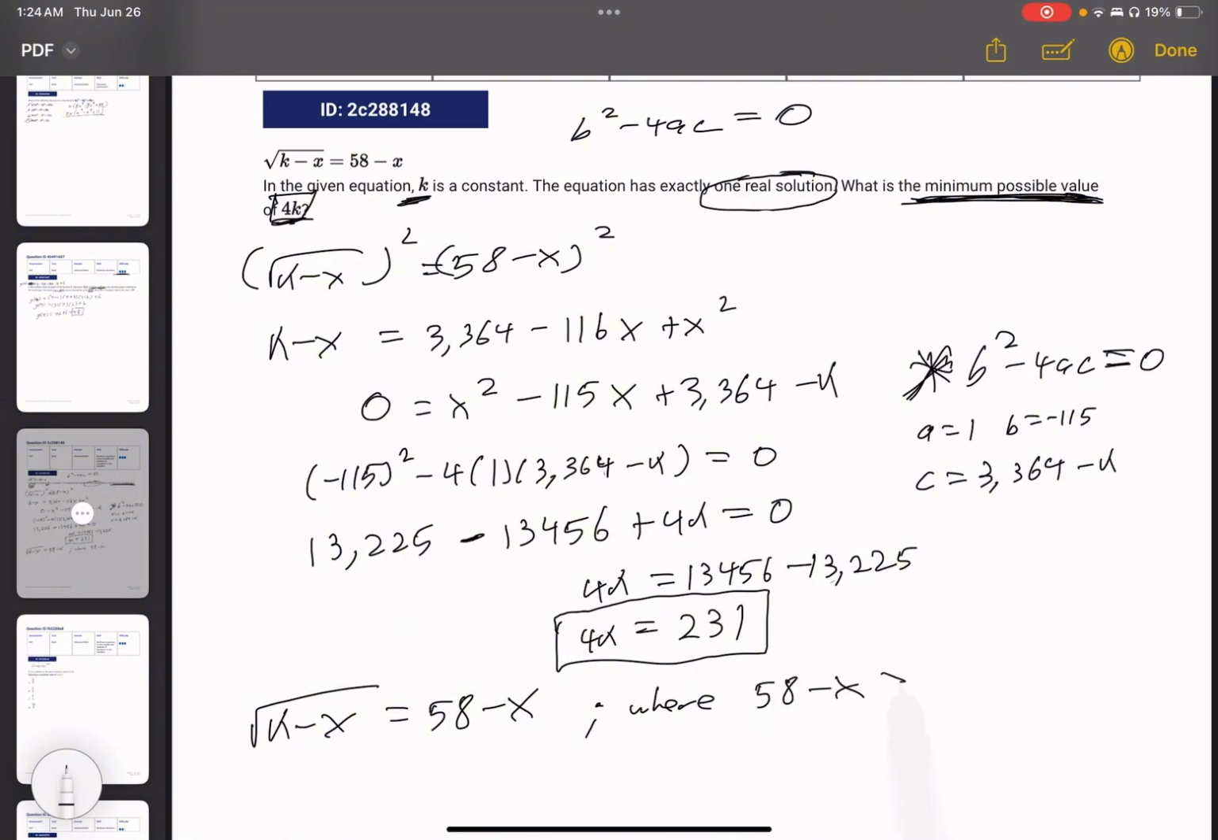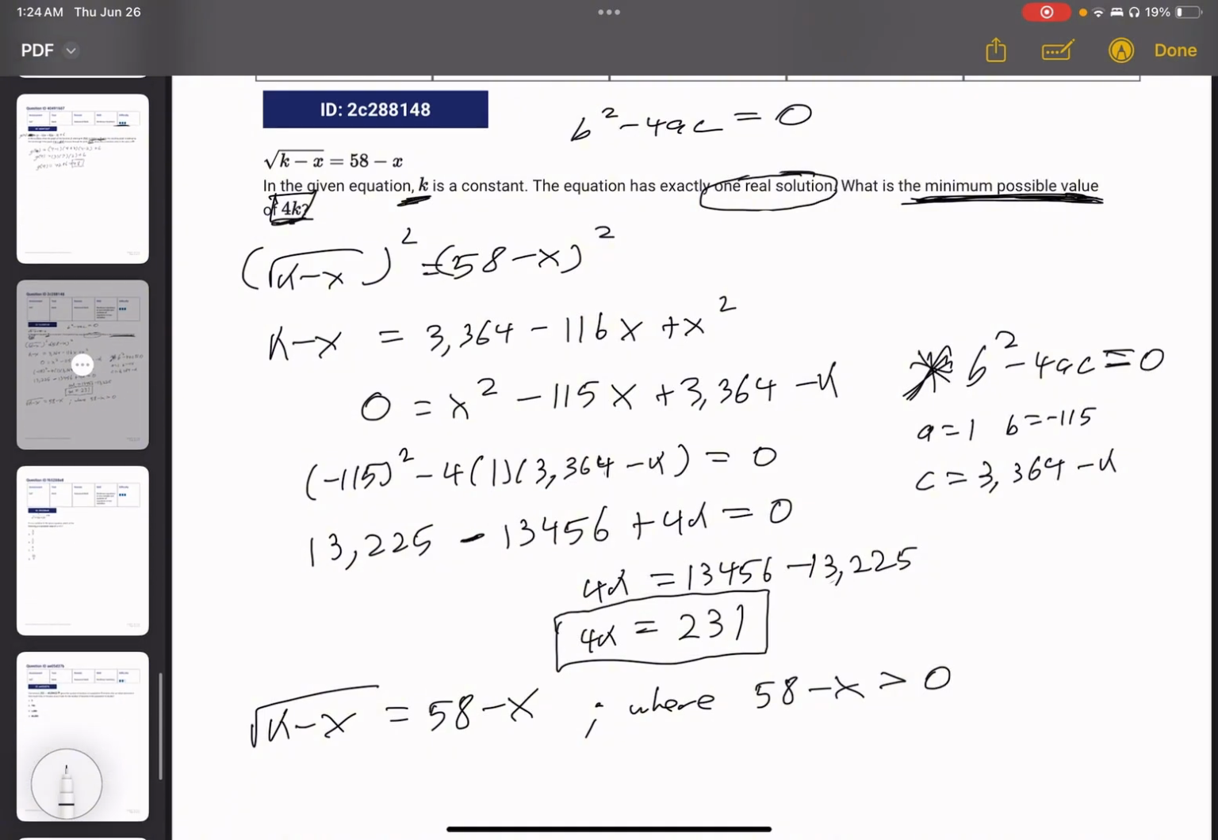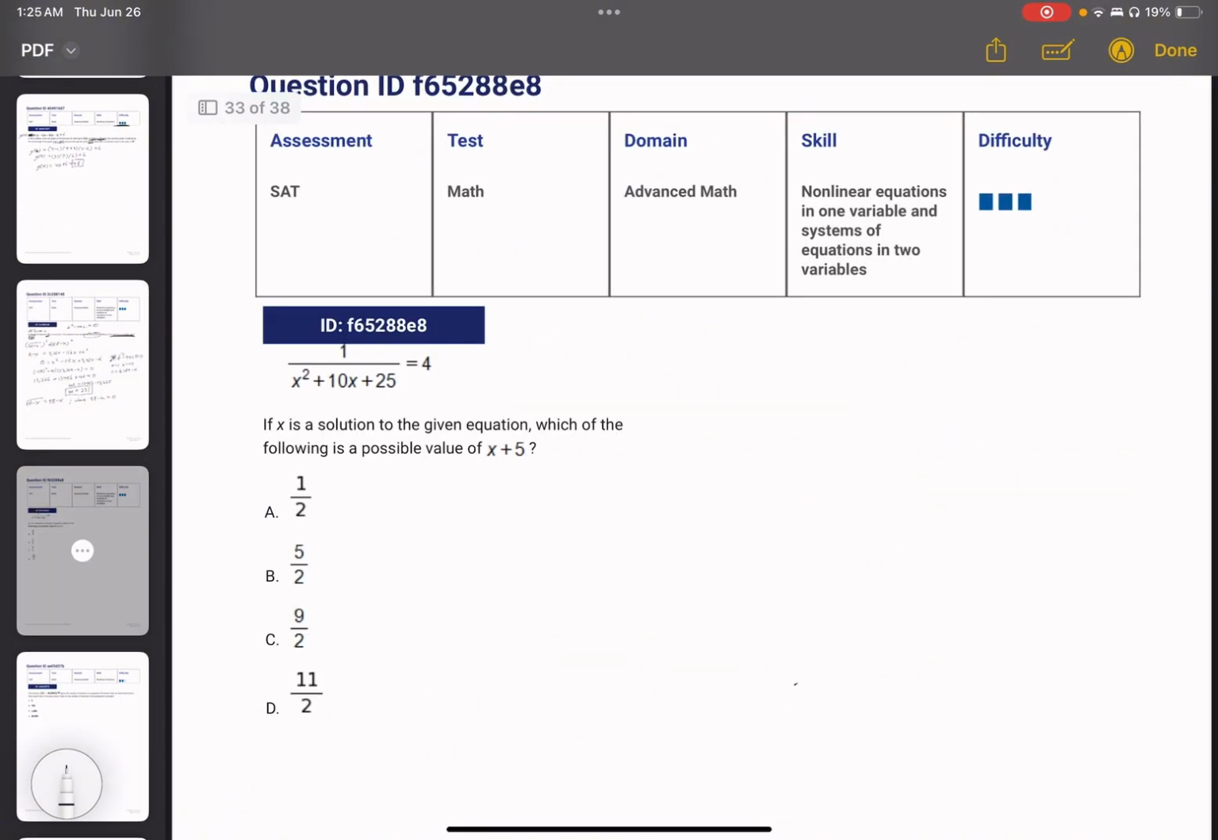This over here, so where 58 minus x is greater than 0. So you would pretty much solve for k, plug k back into the original equation right here, solve for x, and then make sure x is greater than 0 so that k value satisfies it. But once again, it's really a waste of time if there's only really one solution. But to make sure you can do it, we're not going to do it right now though. Okay.